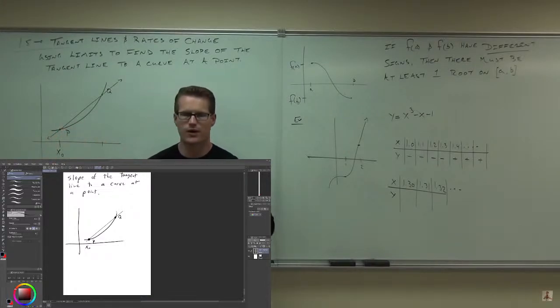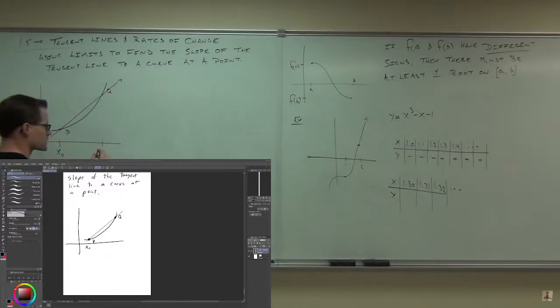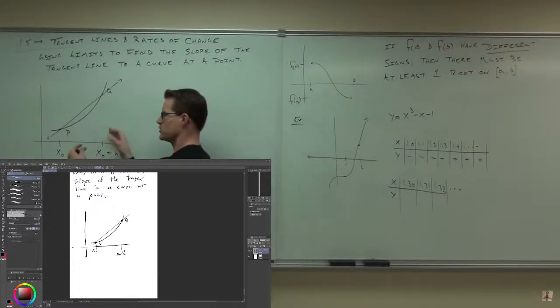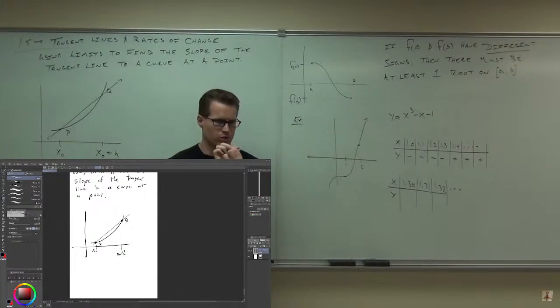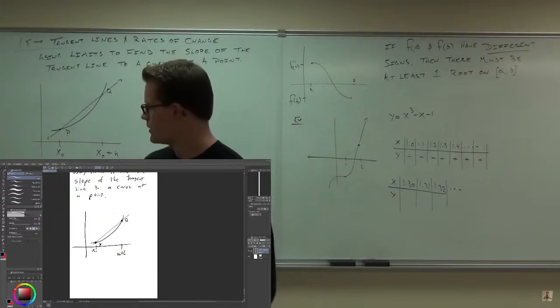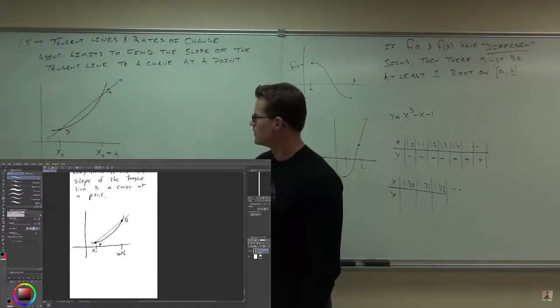So here's how we're going to define it. We're not going to call it anything else. We're going to say this is x sub 0 plus a little bit, and h is that little bit. Now keep in mind, this is not to scale, okay? What we actually are doing is P and Q are going to become so close to each other that it's no difference.